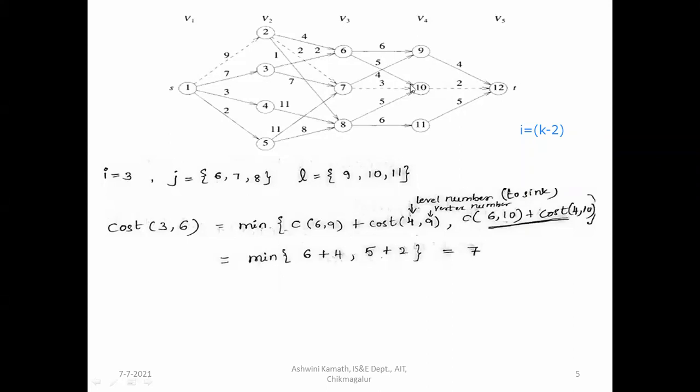Okay, so here 4 to 9. 4 to 9 means this is the stage number or level number, and 9 is the vertex from that particular level. Okay, so 9 to 12, cost of 4, 9 means 9 to the sink node. Cost of 4, 10 means 10 to the sink node. So minimum of 6 plus 4, 5 plus 2, which is equal to 7. So minimum value is 7.